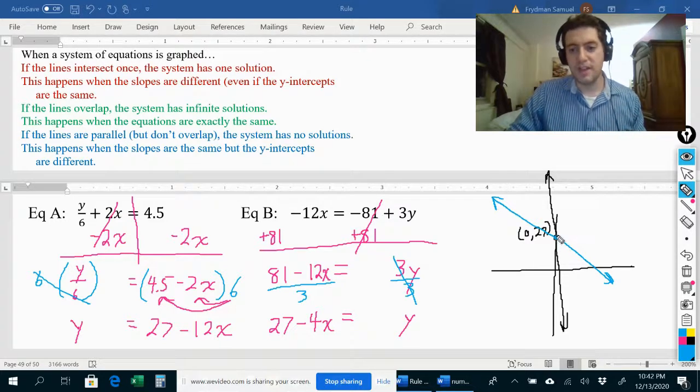So this is a solution to this equation if we were to plug the x and the y values in here, and it's also a solution to this equation. All right? So this one has one solution.